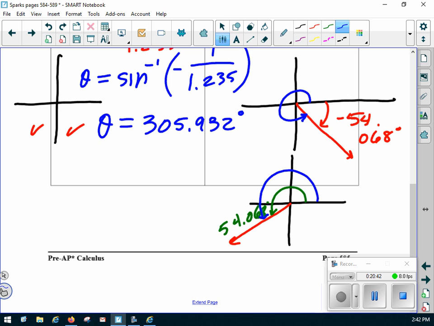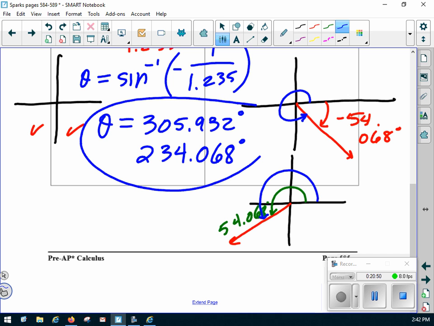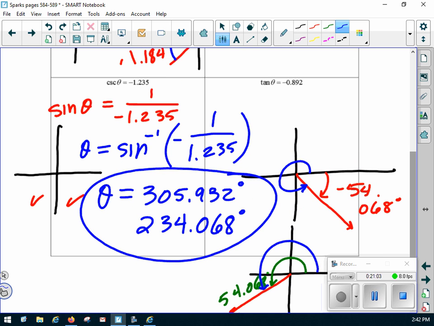And what do you get? There are your angles. How could you check them? Well, I'd take the sine of those angles and then I'd take the reciprocal and I'd see if I get that. Right? Are you okay so far? Questions? Okay, we got a fourth one there on that page.